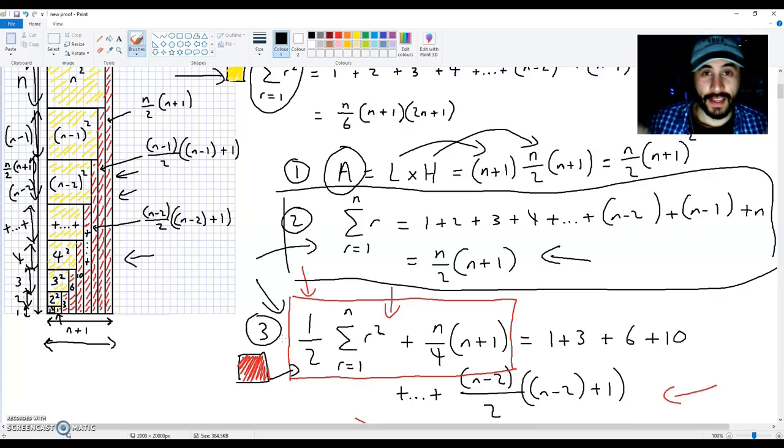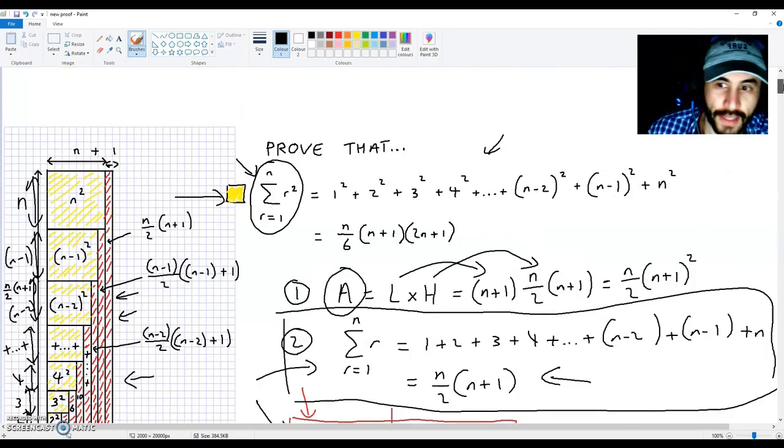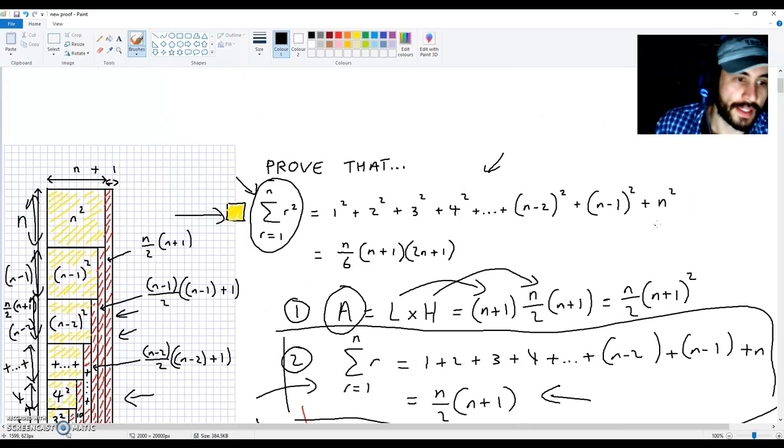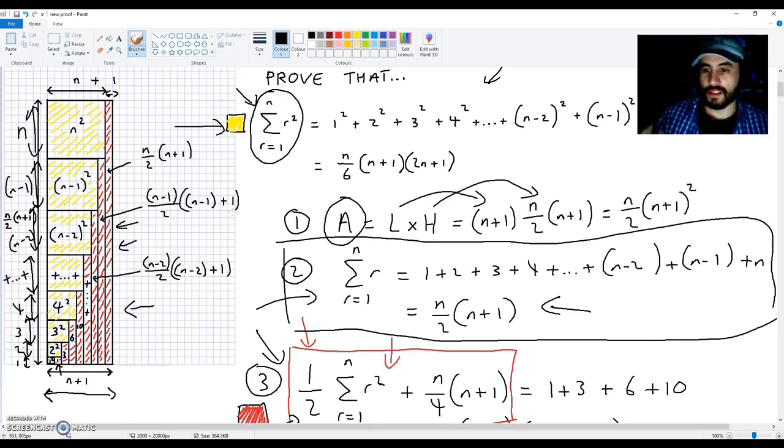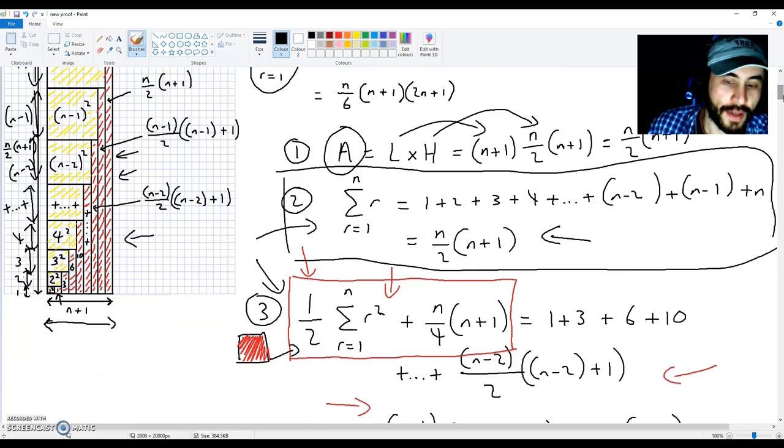Okay, we're now at the exciting part of the proof, and we're only moments away from completing it. What we're going to do is get the area of the rectangle, which we know is n over 2 multiplied by n plus 1 squared, and subtract the red parts from it. And we already know that the red part is represented by this formula over here. So let's get to the end of this proof.